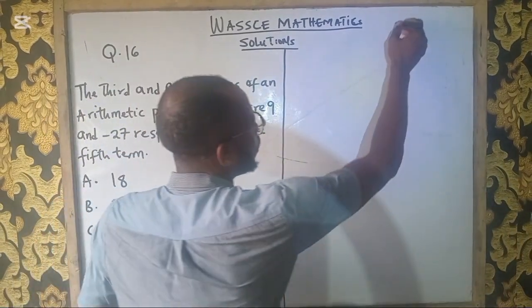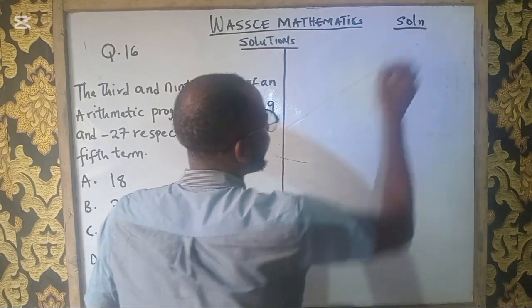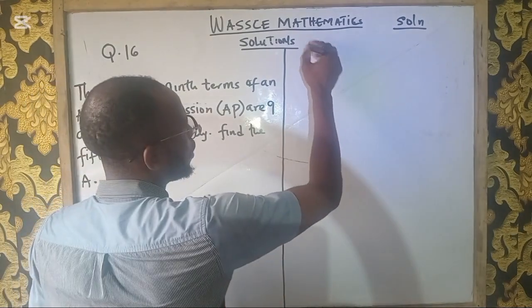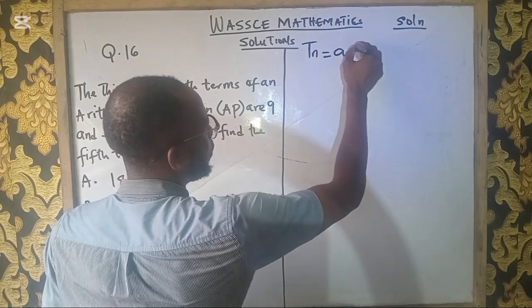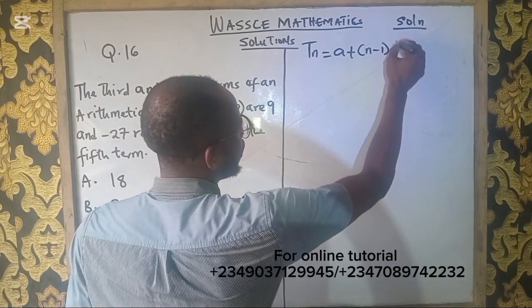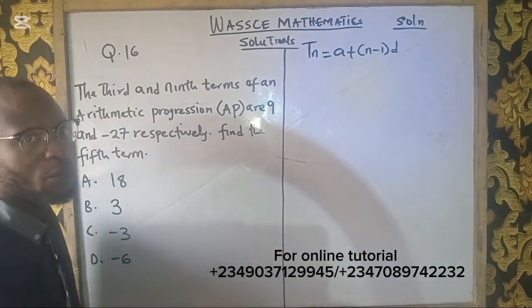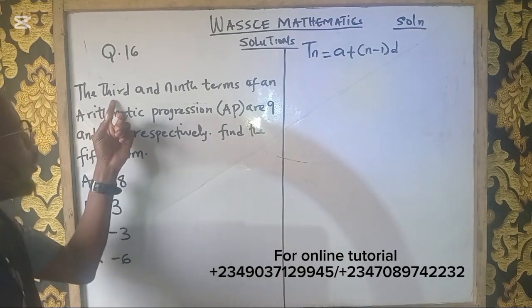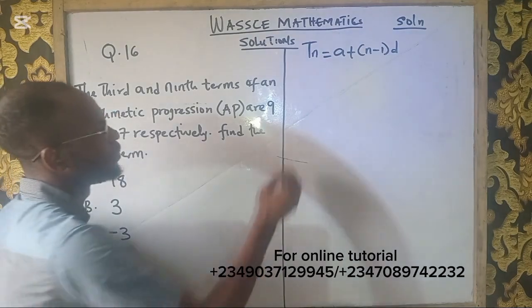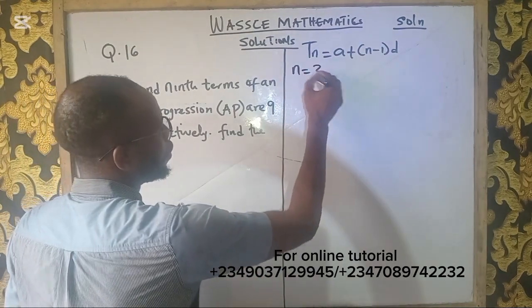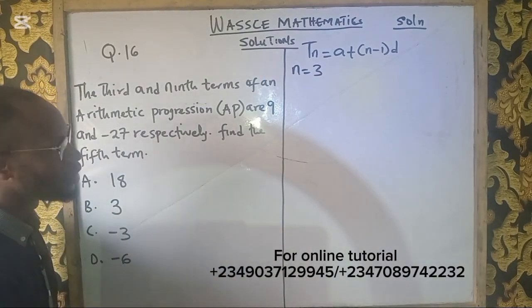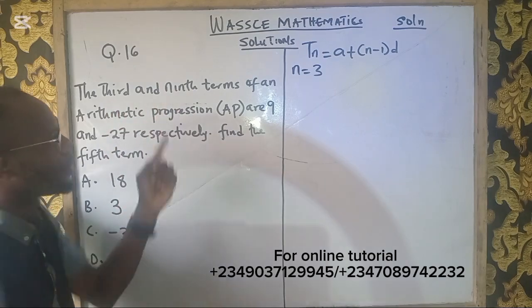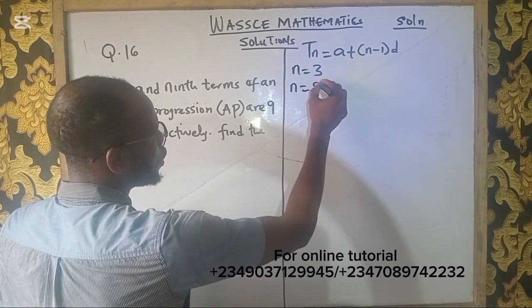Now, solution. For the nth term of an arithmetic progression, the formula is Tn equals a plus (n minus 1) d. That's the formula for the nth term of an arithmetic progression. So let's go to the question now. The third, which means n is 3. And the ninth term also, n is 9.